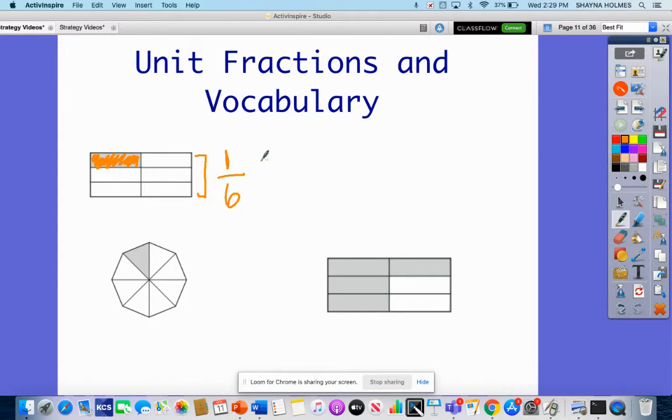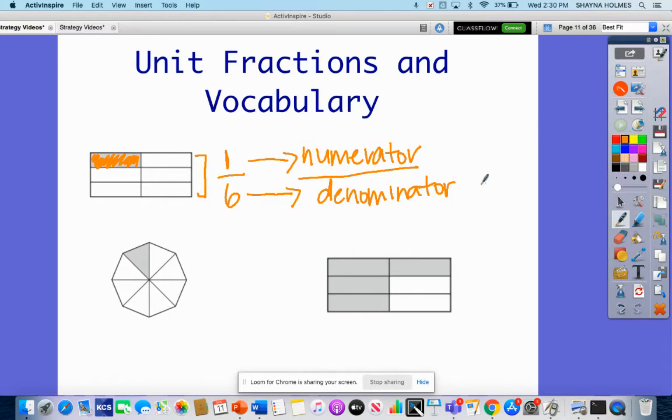Now this number on top represents our numerator, and the number on the bottom represents our denominator. Our denominator is our whole. It's all the pieces put together. Our numerator is the piece. It's the piece that we're looking at. So these vocabulary words are going to be very, very important.